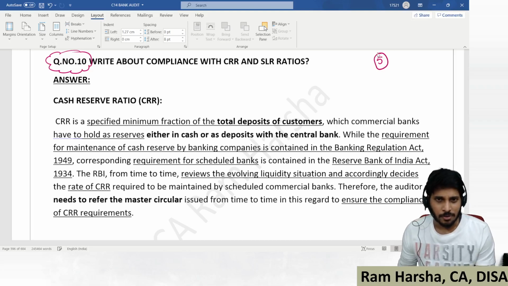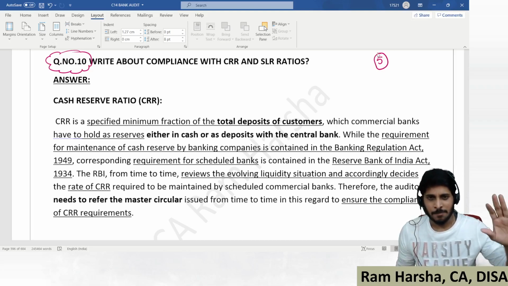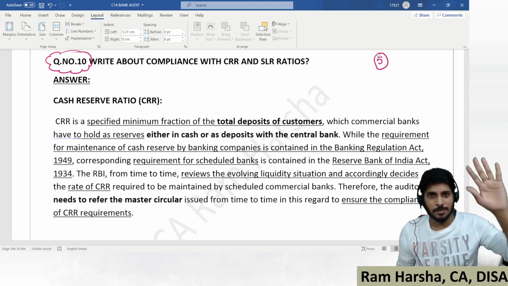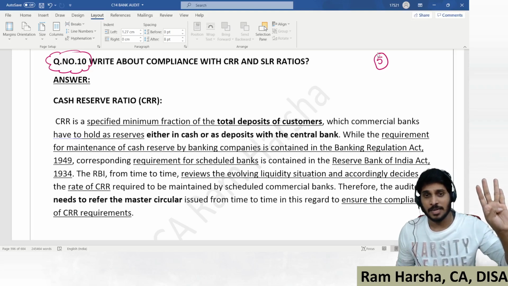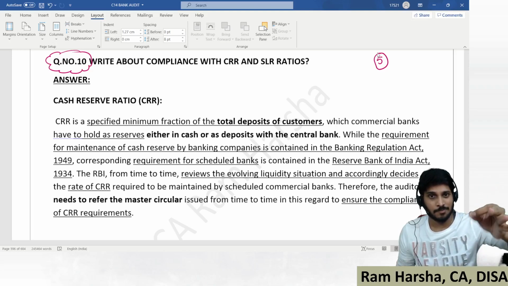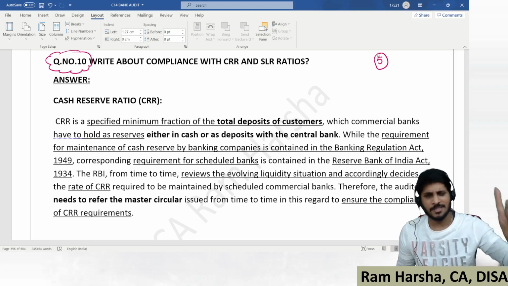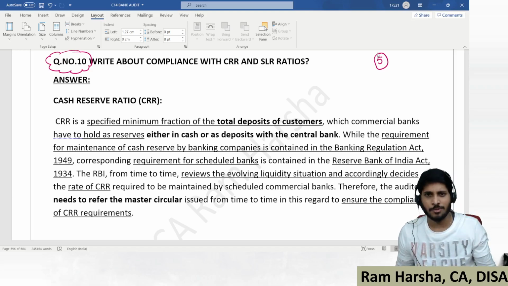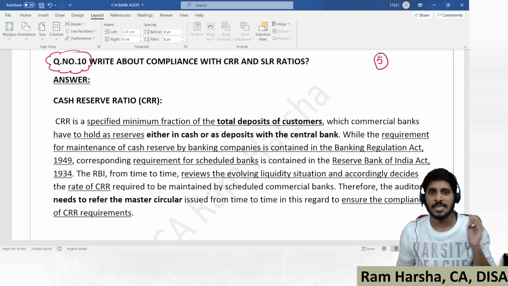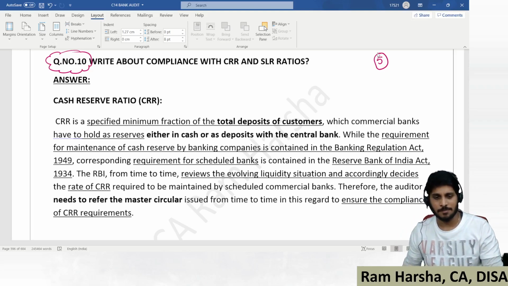If you remember what question number 5 is, it has 5 steps. What is the process of conducting a bank audit? We understood it over 5 steps. Step 1, initial considerations. Step 2, understanding of the bank environment. Step 3, risk assessment exclusively. Step 4, execution. Step 5, reporting. So we spent almost 1 full hour on understanding the process of bank audit.